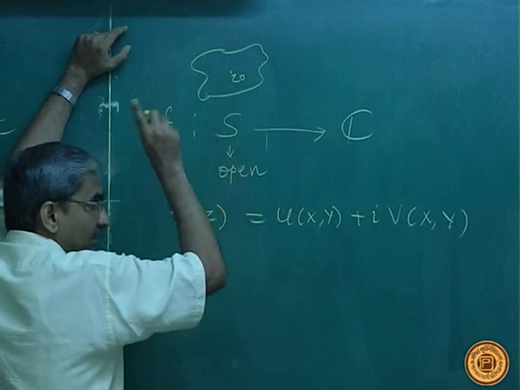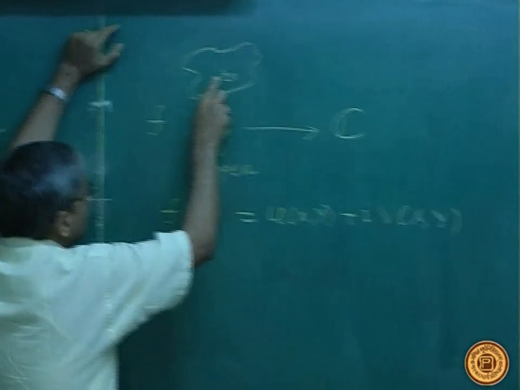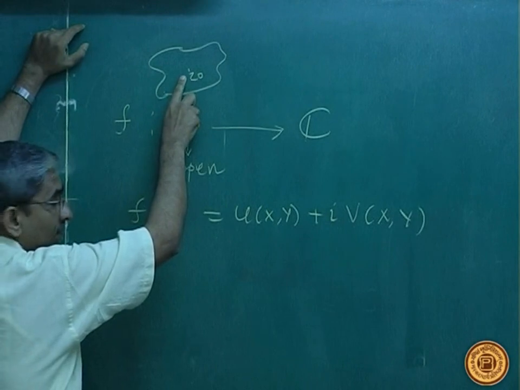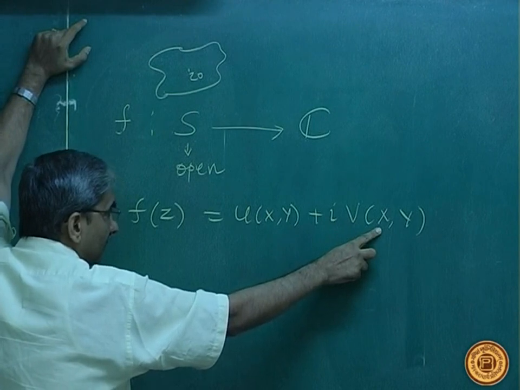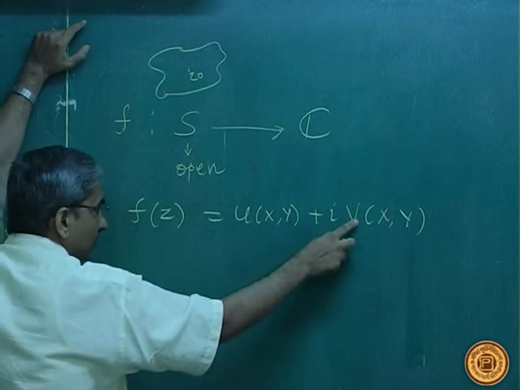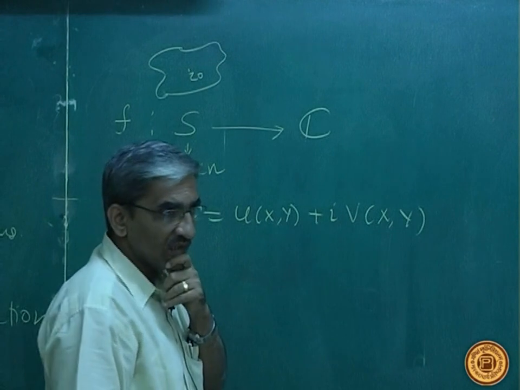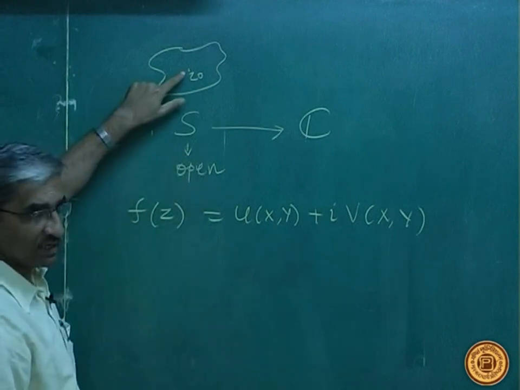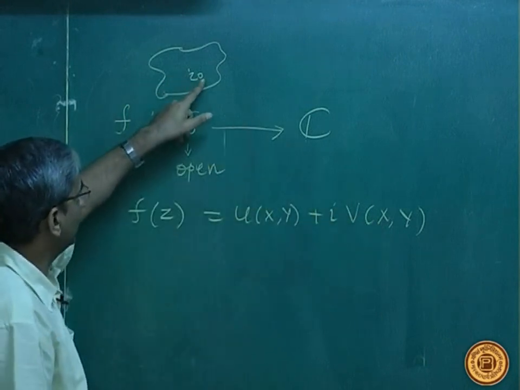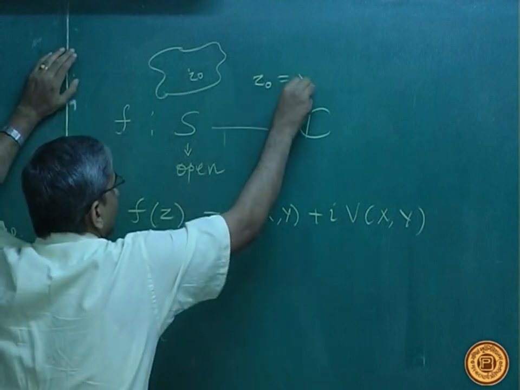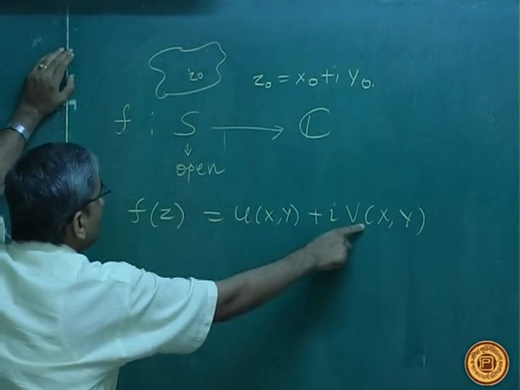Yes, last time we saw that differentiability of f at point z0 is equivalent to differentiability of these two functions plus a requirement that these two satisfy Cauchy-Riemann equations. Do you understand this? This function is differentiable at z0 means these two functions are differentiable at x0, y0 if z0 is x0 plus i times y0, and further these two satisfy Cauchy-Riemann equations at that point.